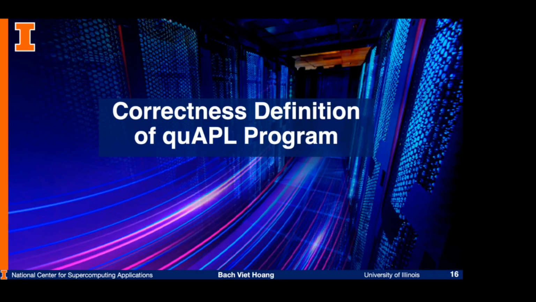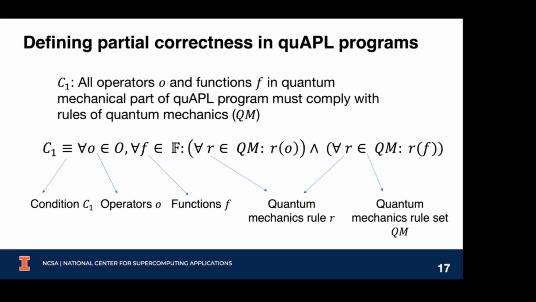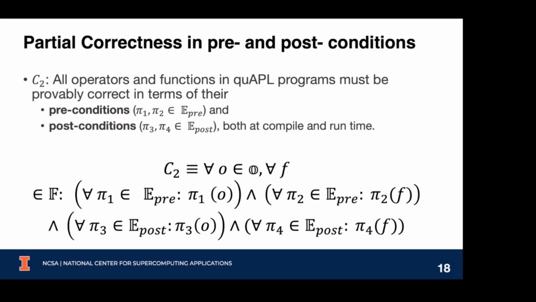So next, we will have some correctness definitions of QAPL programs. First, I want to define partial correctness in QAPL programs. The first condition to achieve partial correctness is that all operators and functions in the quantum mechanical parts in QAPL programs have to comply with the rules of quantum mechanics. And secondly, all of the pre and post conditions must be provably correct at both compile and runtime.